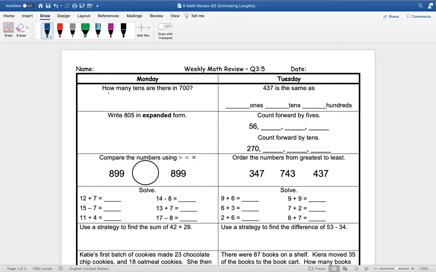The first question for today is how many tens are there in 700? So if we go to our tens place, we have our ones, tens, hundreds. In our tens place, we have 0 tens.